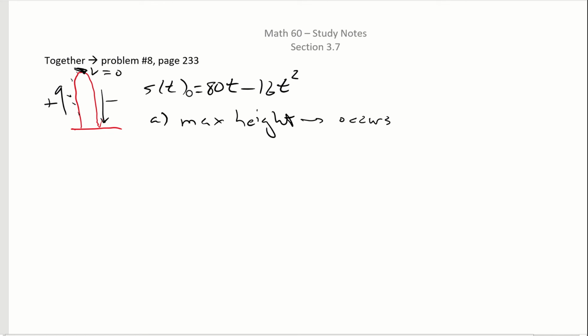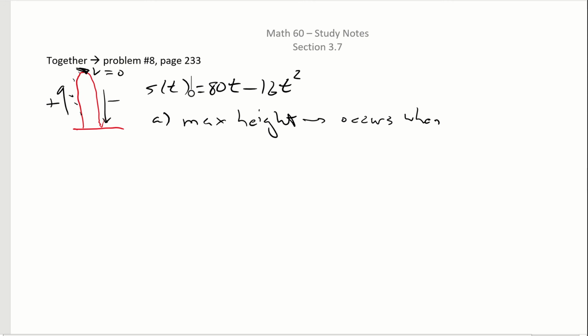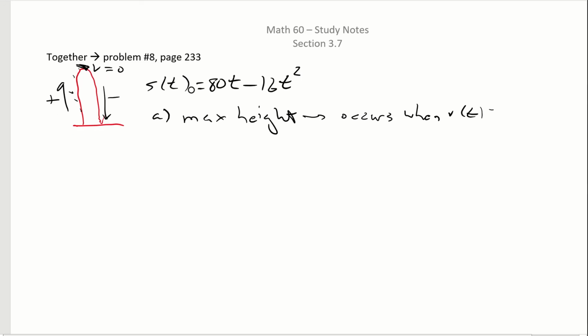Anyway, the max height occurs when the velocity function is equal to 0. So you take your position and you derive it to find velocity, and in this case I'm finding 80 minus 32t. Set it equal to 0. Solve for t.